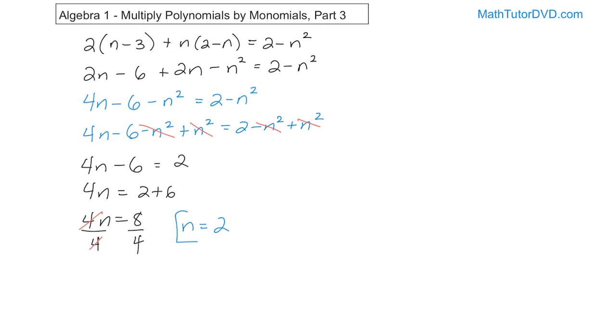So make sure you can solve all of these problems. We're going to continue multiplying polynomials in the next section, where we'll be talking about multiplying binomials times binomials. So that will give us a little bit more of a challenge. Make sure you can do these. Follow me on to the next section now.